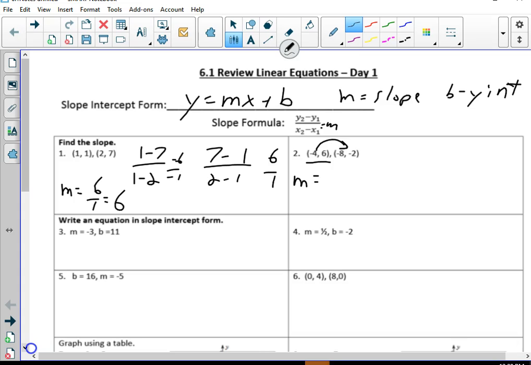I'm going to start with my y's. 6 minus negative 2 and negative 4 minus negative 8. You have to write the double negative if it applies. Now, what is 6 minus negative 2? How do you write that? Rewrite it.